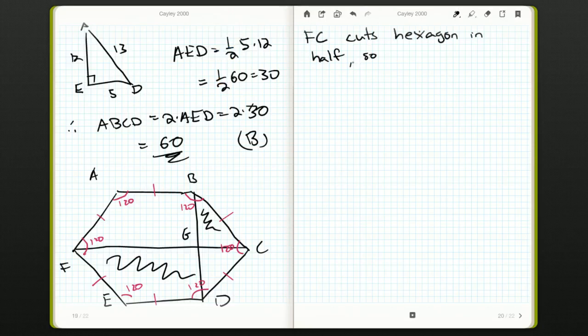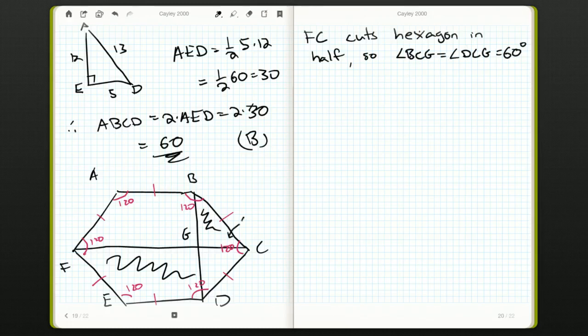So, what have we got here? So, angle BCG is equal to angle DCG. And those are going to be equal to a half of this angle, so a half of the 120, so 60 degrees. So each of these in here is 60 degrees. We can also see that BC and CD are the same, as indeed are all the side lengths of the hexagon.